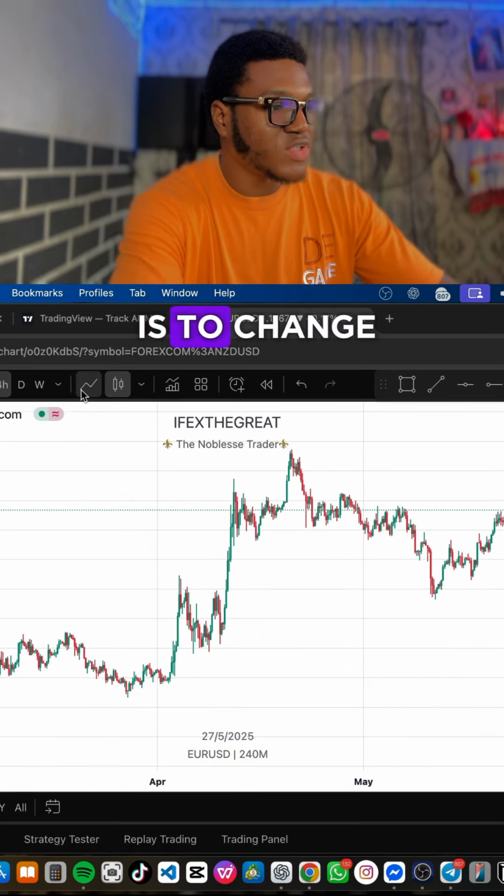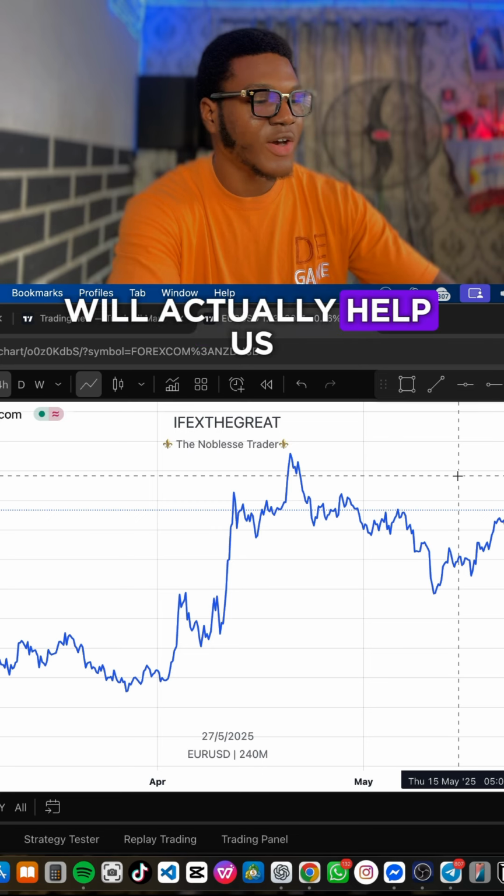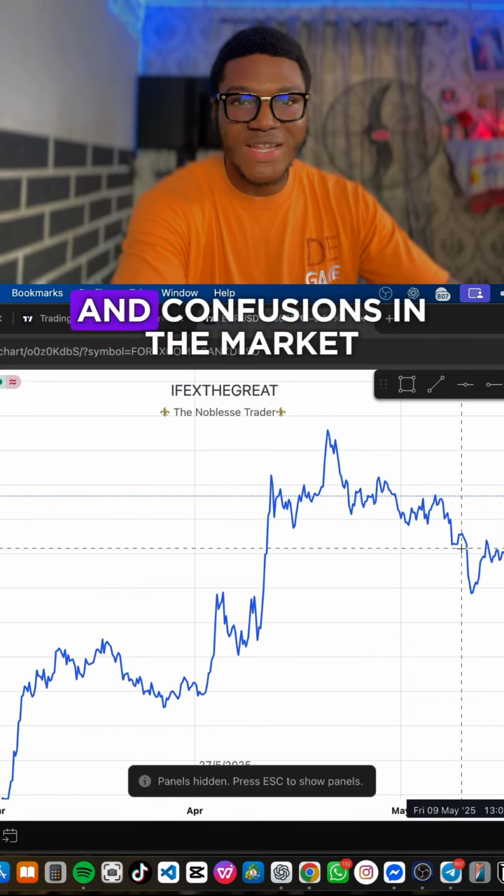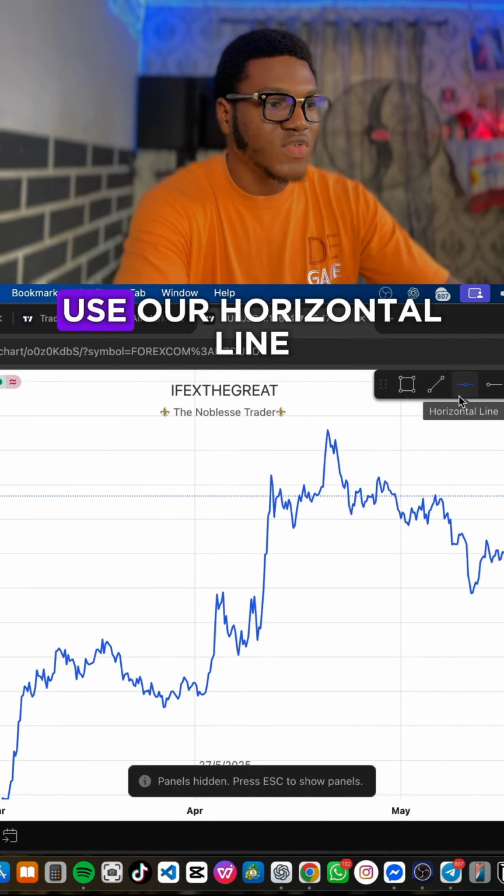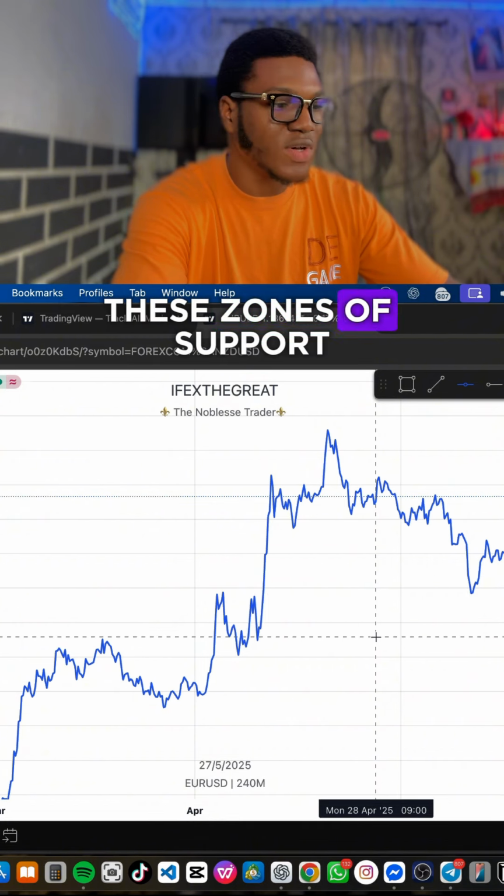So the first thing we have to do is change to our line chart, because our line chart will actually help us eliminate any form of noise and confusion in the market. Second, we have to use our horizontal line to mark out these zones of support and resistance.